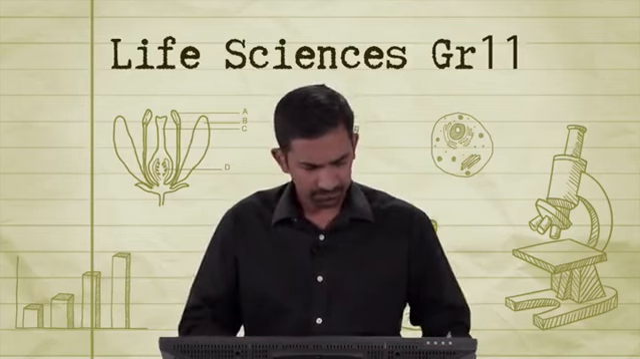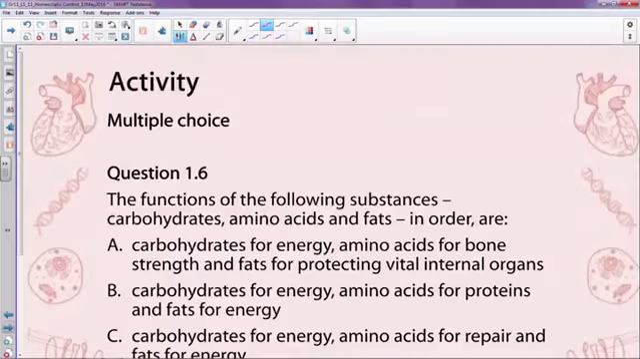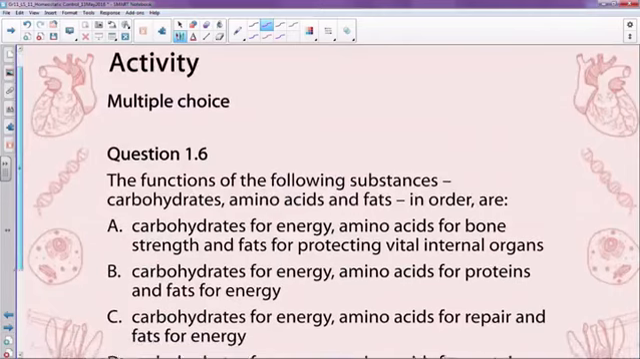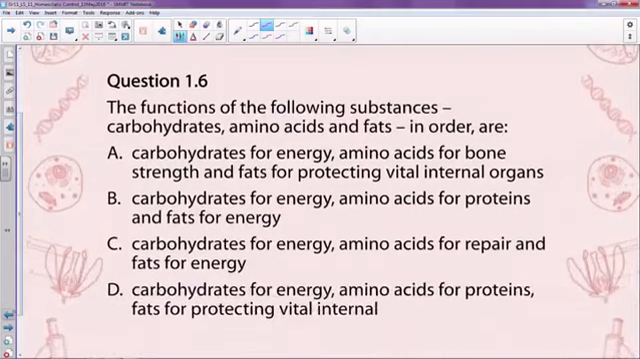So cool. I hope you guys got most of them correct. There's a couple more, but I'll work through these with you. This was the last one, but I thought I'll have a discussion with you when we get to this. Let's see, 1.6. The functions of the following substances, carbohydrates, amino acids, and fats in order are. So guys, essentially what we're looking at is, what do carbohydrates provide us with, what do amino acids provide us with, and what do fats provide us with.